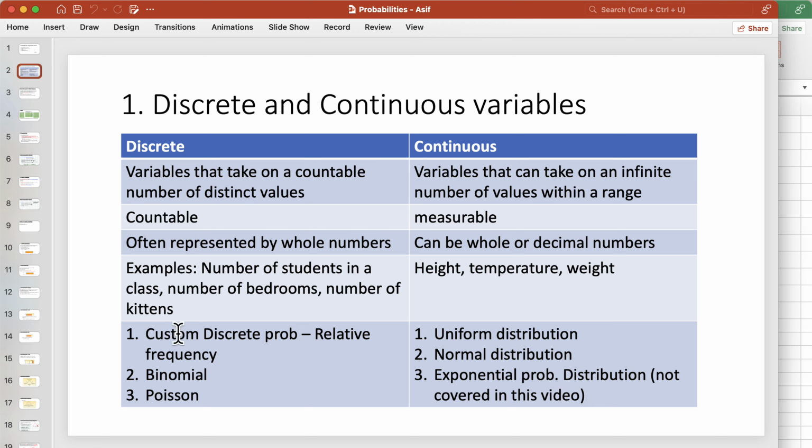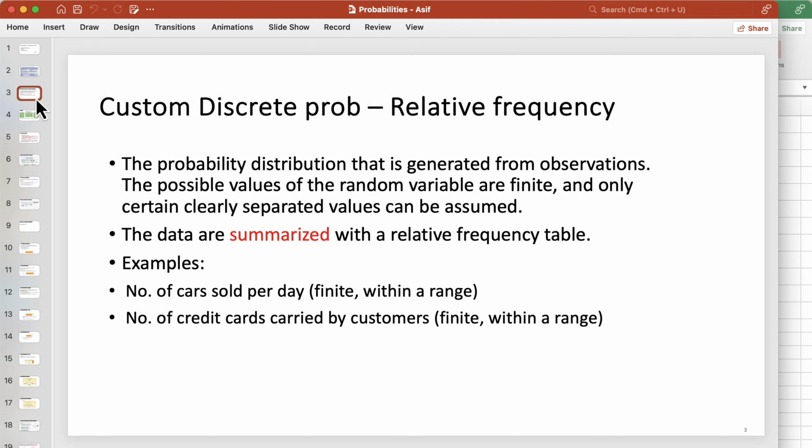For discrete variable, these are probabilities: custom discrete probability, binomial and Poisson. And for continuous variables, these are probabilities: uniform distribution and normal distribution. For custom discrete probability, we use relative frequency, the probability distribution that's generated from observations, and the possible values of the random variable are finite and only certain clearly separated values can be assumed. They are represented by a relative frequency table.